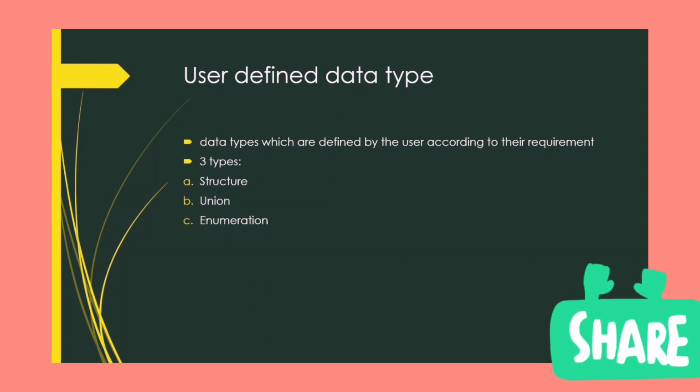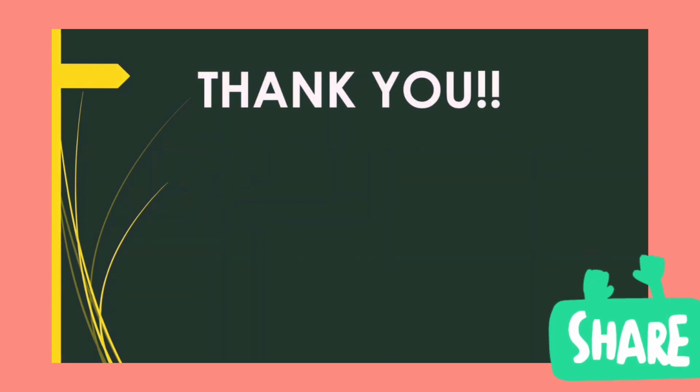Union is a collection of variables of different data types in the same memory location. The main difference between structure and union is that structures allocate enough space to store all of the fields in the structure, while unions only allocate enough space to store the largest field listed, and all the fields are stored in the same space. Enumeration is defined using the enum keyword. It consists of integral constants and each of them is assigned a specific name. Now that's all for now.